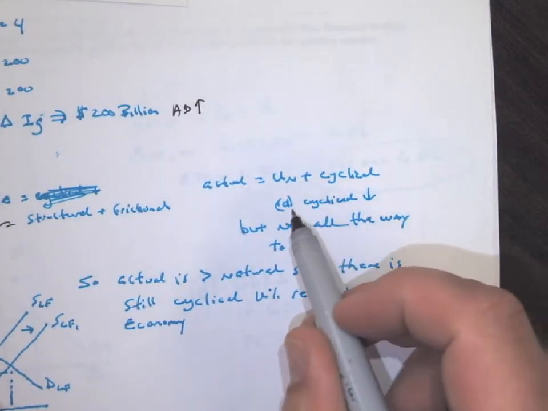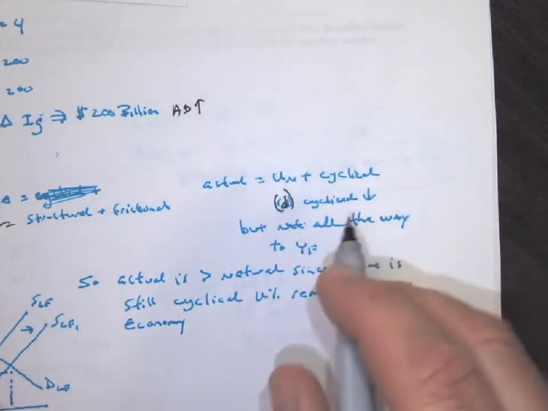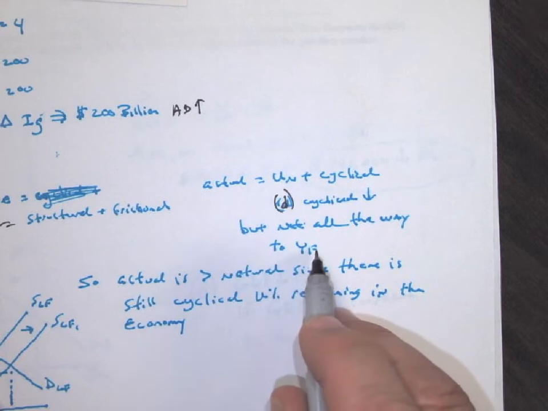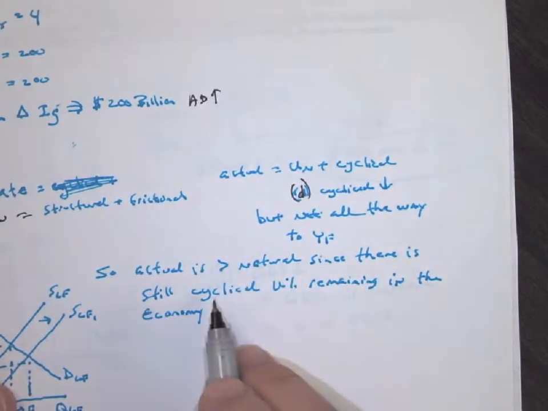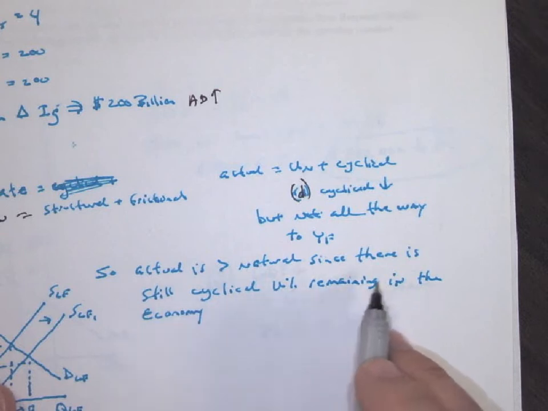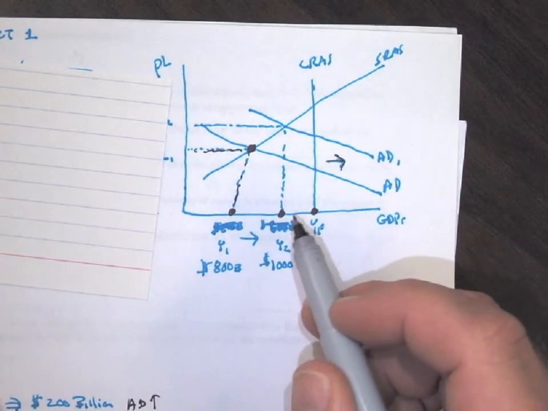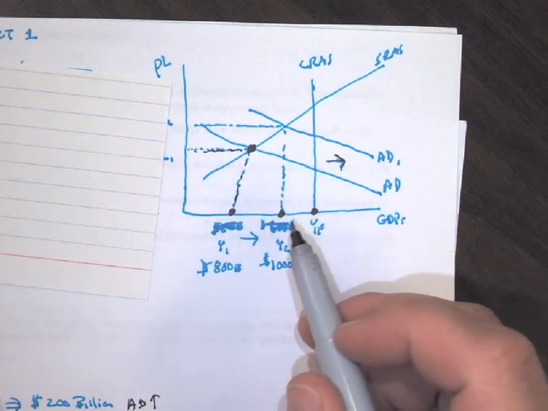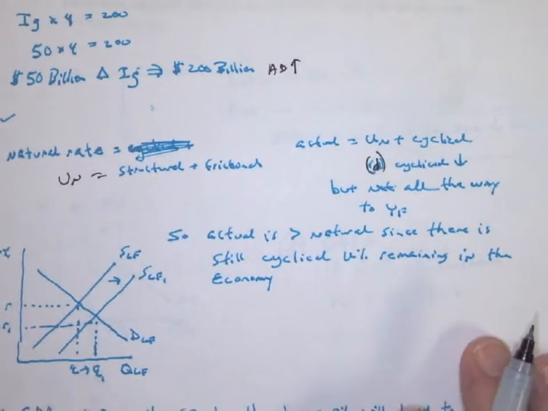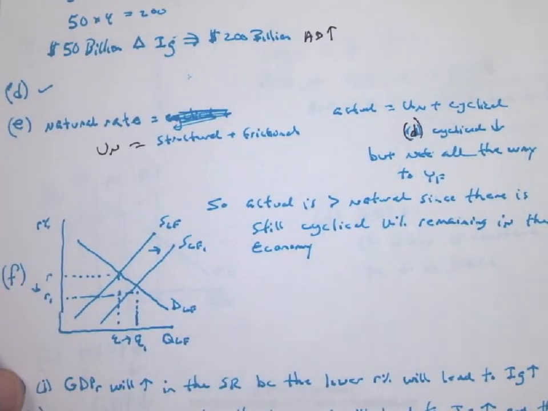Okay. So I know from part D that cyclical decreased, but not all the way to full employment. So actual is greater than natural since there is still cyclical unemployment remaining in the economy. That's the key. Anytime we have a recessionary gap, there's going to be a little bit of cyclical, or that downturn in the economy, left right here. Okay? So that's our answer. As long as you explained it somehow that there's still some cyclical remaining, you'd be good.